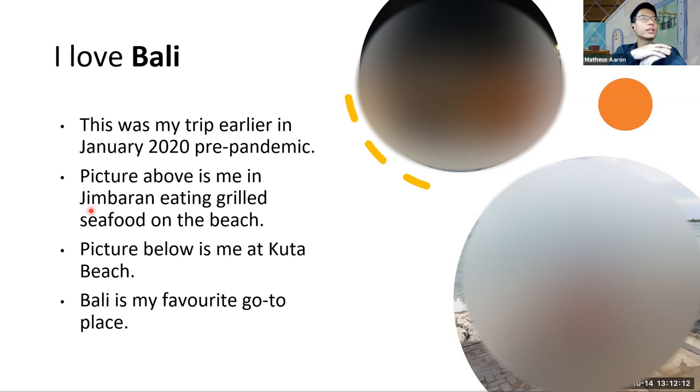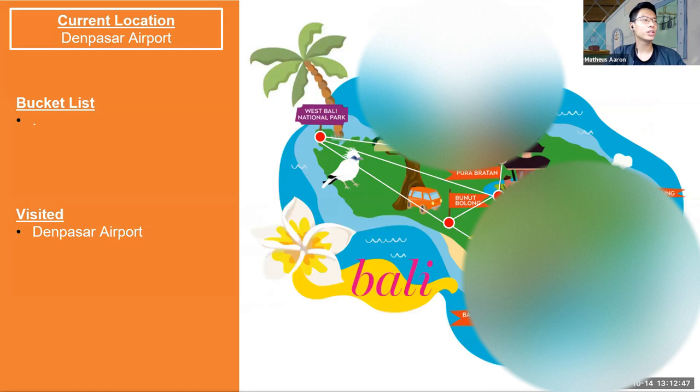So I'm going to use Bali as an example for explaining the flooding algorithm to solve our problem. These are pictures of me with my sister. The above was with my sister in Jimbaran, the beach where you get to eat fresh seafood on the beach itself, so what's under your table is sand. The picture on the bottom is me at Kuta Beach. It's wonderful. I do hope that, because of this pandemic, exercise can help your mind travel. So now let us travel to Bali.